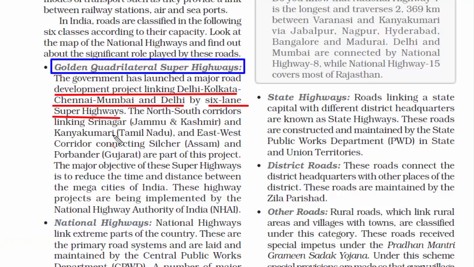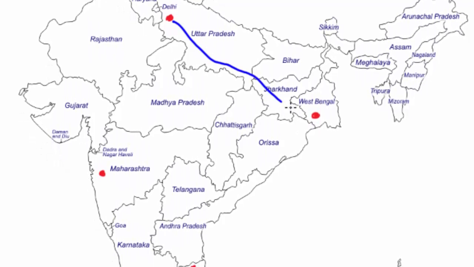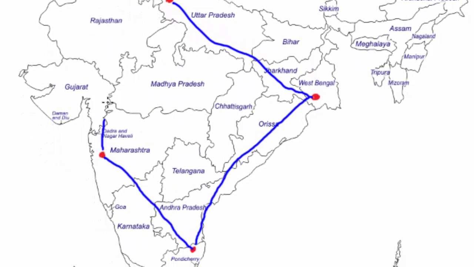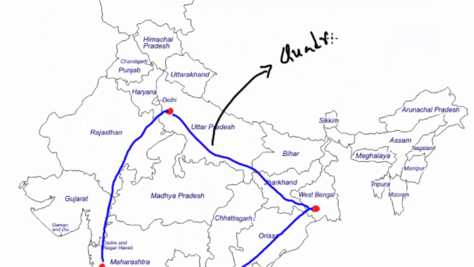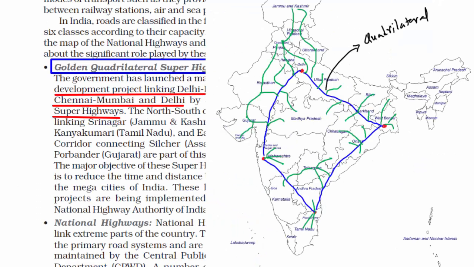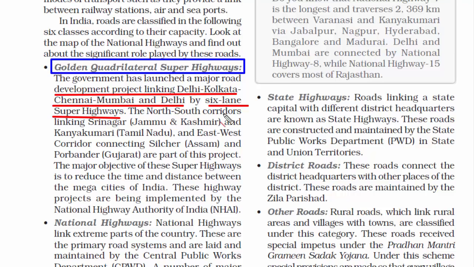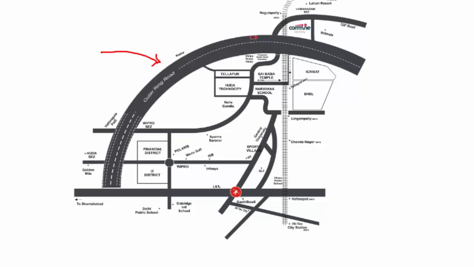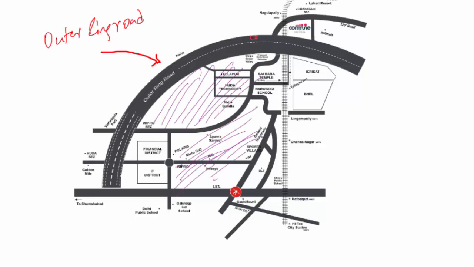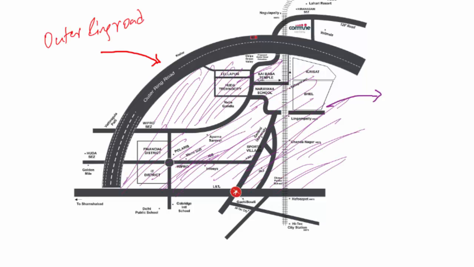So let me just show it to you on the map. If you look at the connection, it forms a figure of a quadrilateral, and that is why it is named golden quadrilateral. Now the main objective of these superhighways is to reduce the time and distance between the mega cities of India. So this model is similar to the outer ring road of a city. Outer ring roads are the roads that are built outside the city. It covers the entire city in a round circle manner.